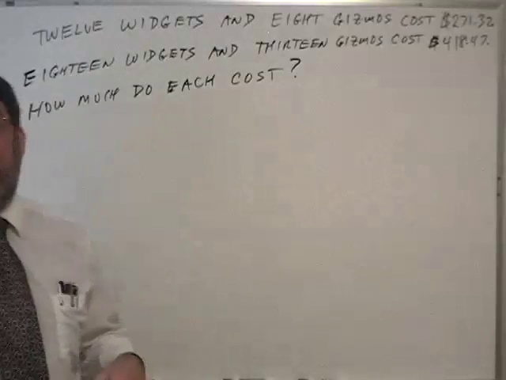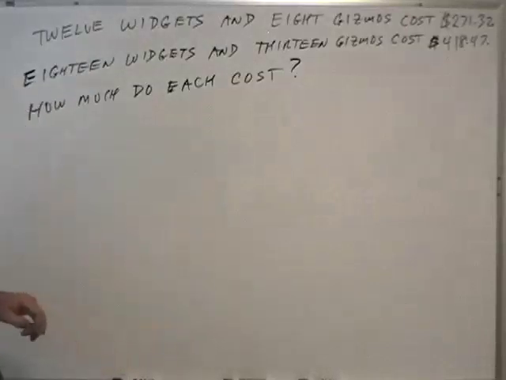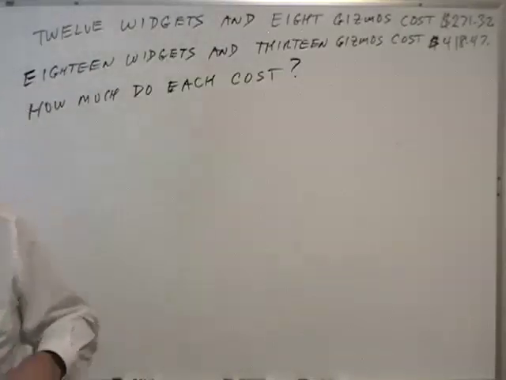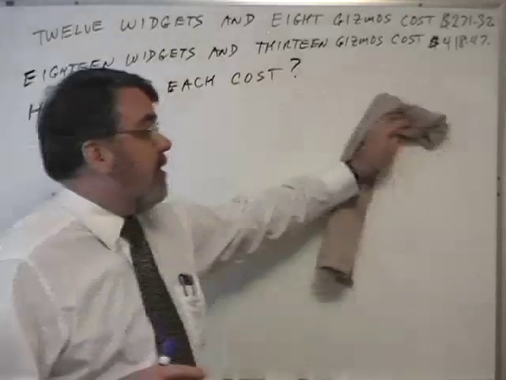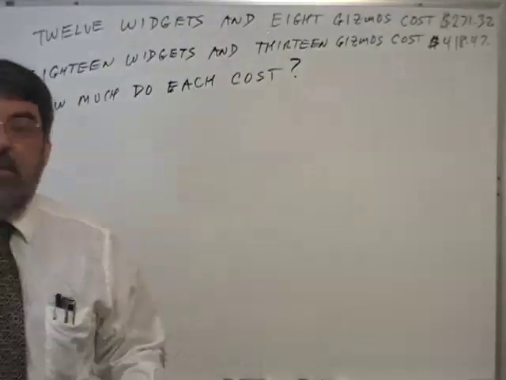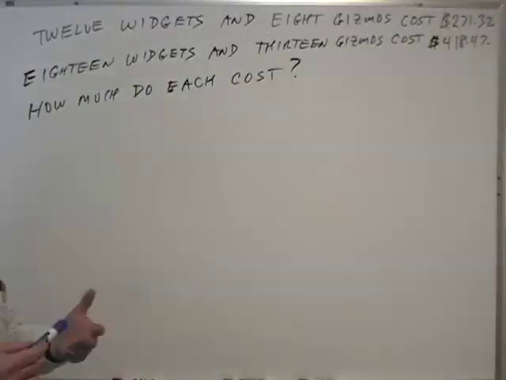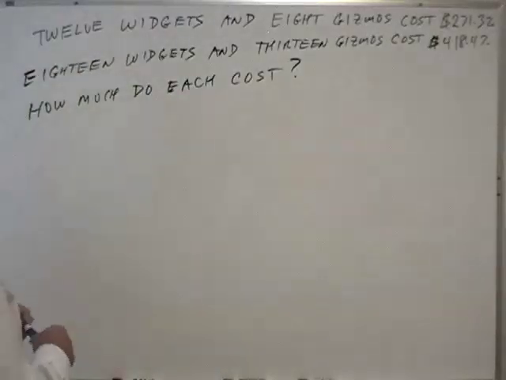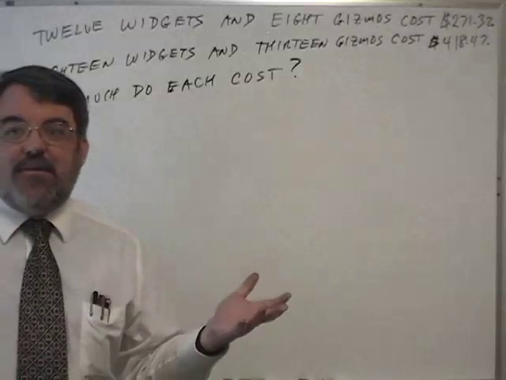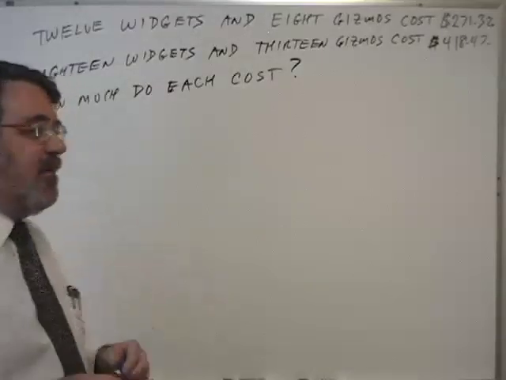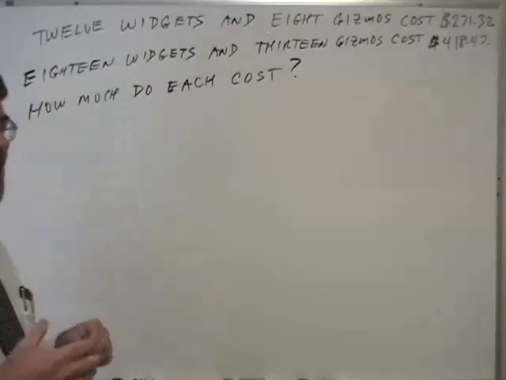Well, but how much do each cost? So there's our question. The unknown part of this question, what we're solving for, are the prices. So let's define what we're looking for. W and G would be logical letters here for widgets and gizmos, but W does not equal widgets.